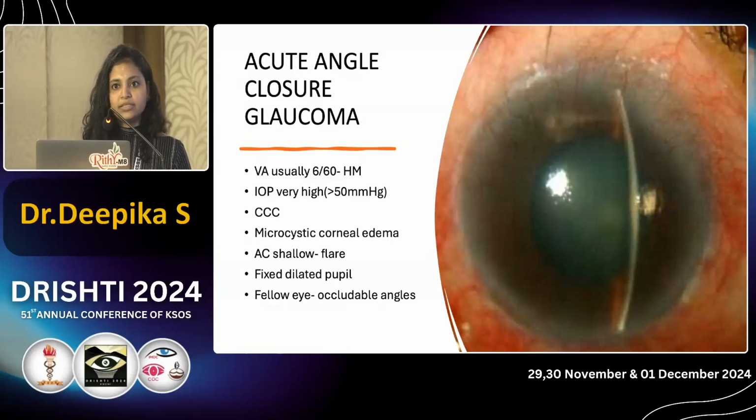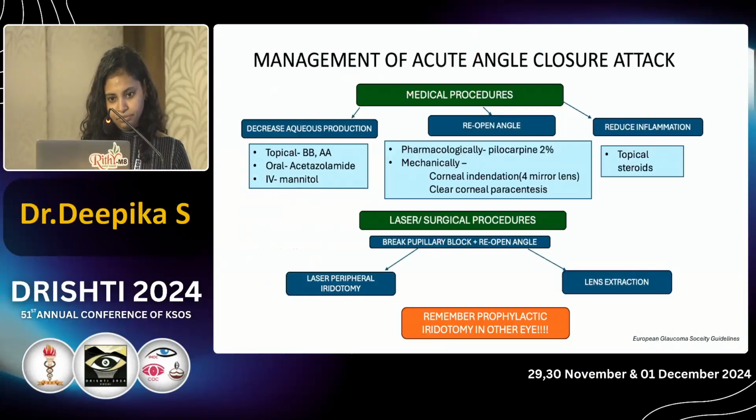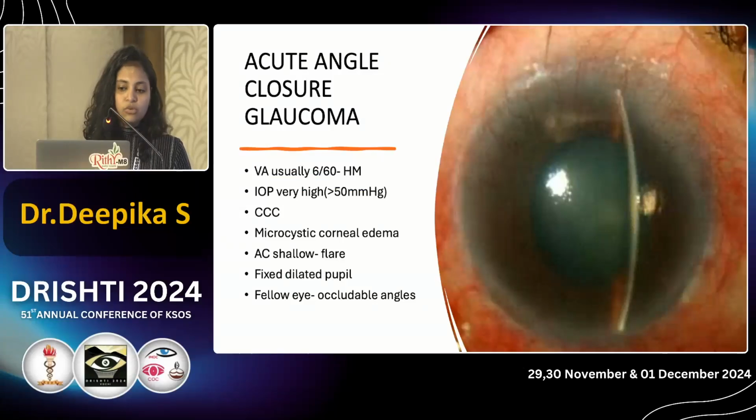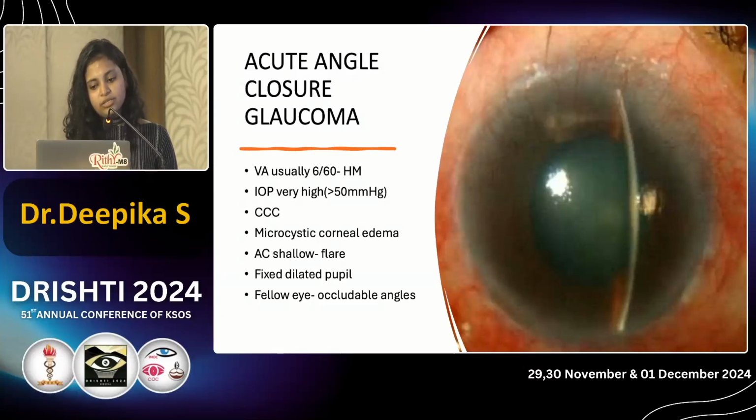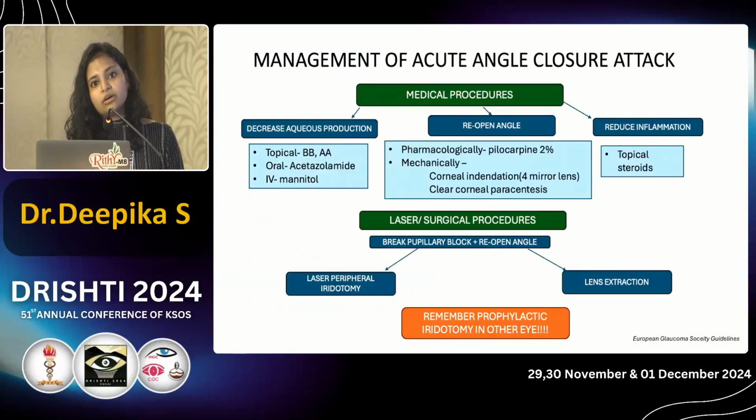So how will you manage this patient in your OPD? Management of any condition involves understanding the pathology of the condition. In this condition there is a primary pupillary block which is causing an iris bombe, which secondarily causes angle closure, increasing the IOP and causing all the other signs of acute angle closure attack. So primarily we have to address the IOP.